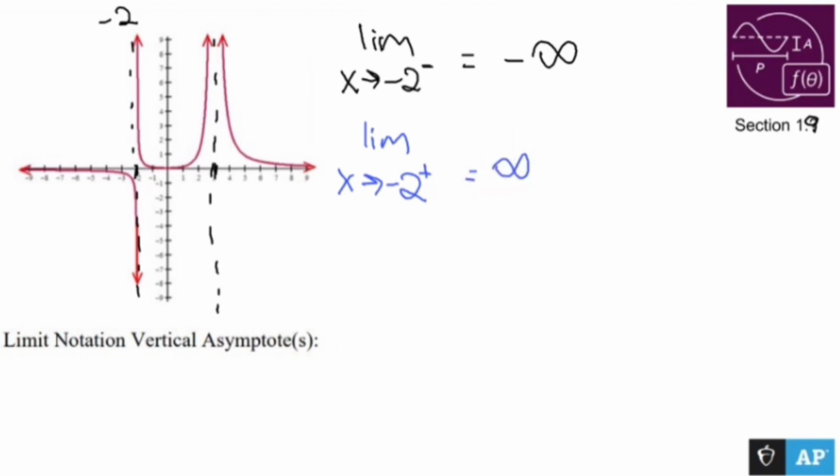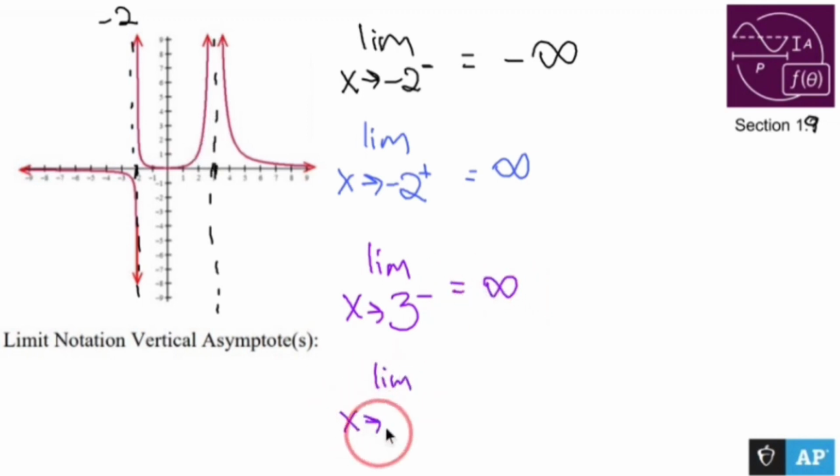That takes us to the limit as x approaches our next vertical asymptote, which is at 3. The limit as x approaches regular 3 from the left has me traveling from the left, and as I go to 3, I shoot up, which goes towards regular infinity. The limit as x approaches positive 3 from the right side has me traveling from the right, and as I go towards 3, I also shoot upwards to positive infinity.